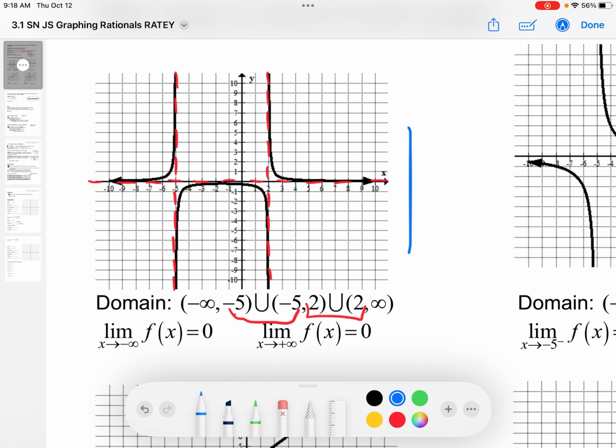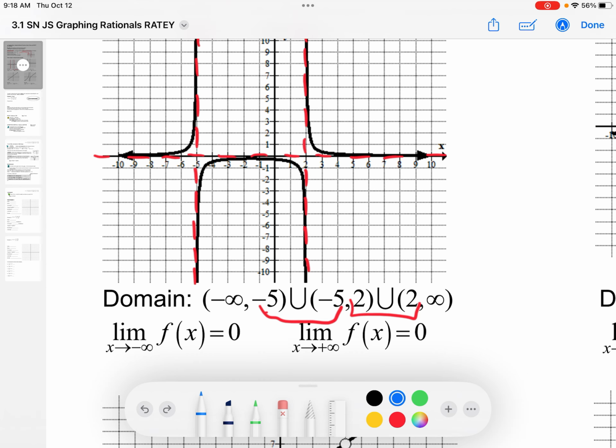Also, from limits, the limit of f of x as x approaches negative infinity. Negative infinity on the x-axis is the far, far left edge of the graph. And if we look at the far left edge of this graph, we see our graph is approaching that horizontal asymptote, HA, horizontal asymptote of y equals 0. So that limit is 0.